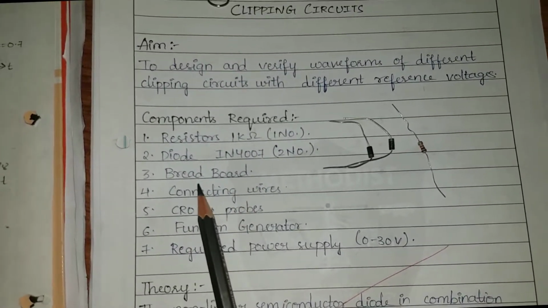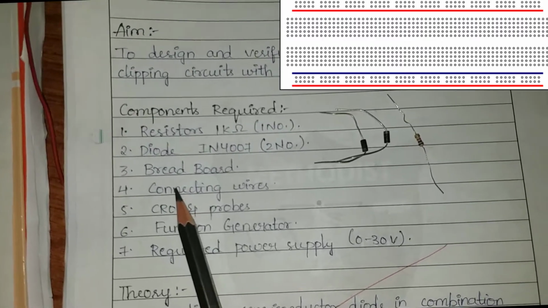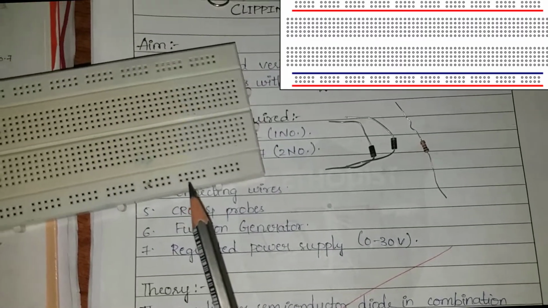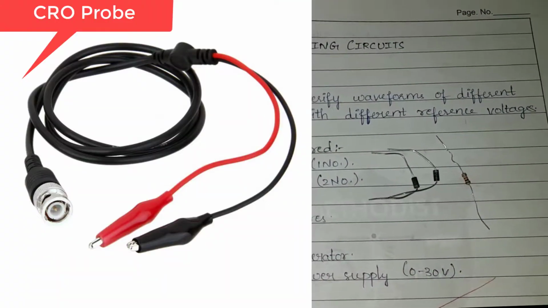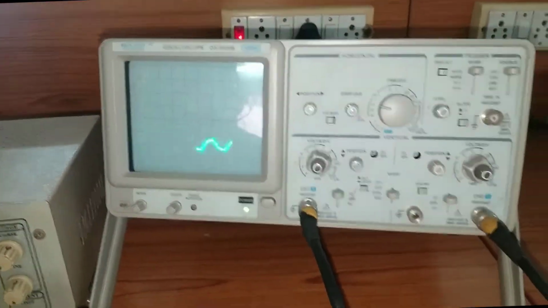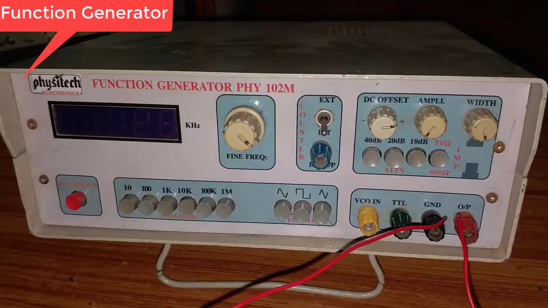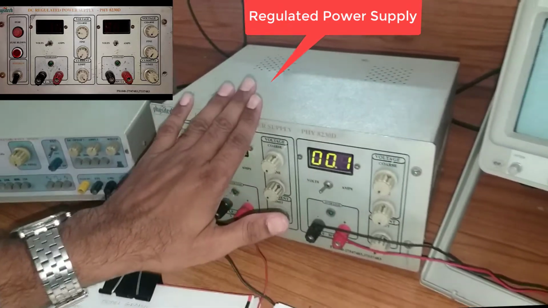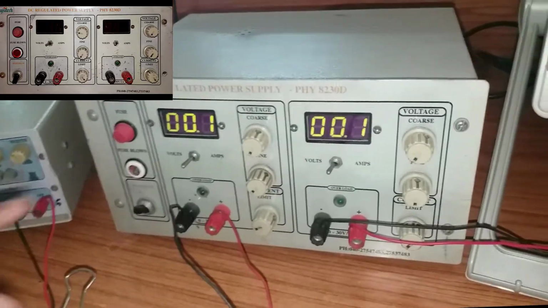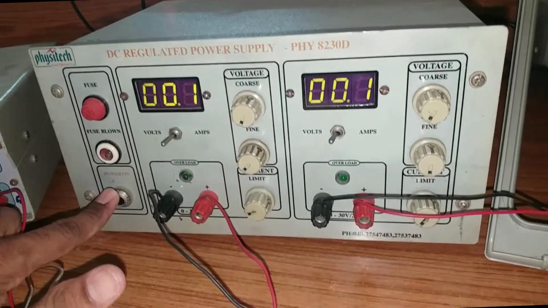And we require a breadboard and connecting wires. These are already connected to the equipment of the clipping circuits. After that, the CRO probe and function generator, the entire thing, if you observe, we have everything here. This is the CRO probe and function generator, and this is the regulated power supply, in order to give the reference voltage. First we don't require this regulated power supply.